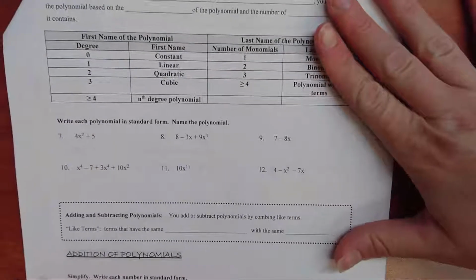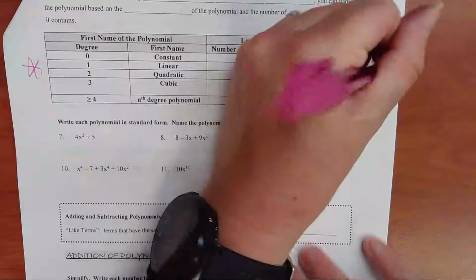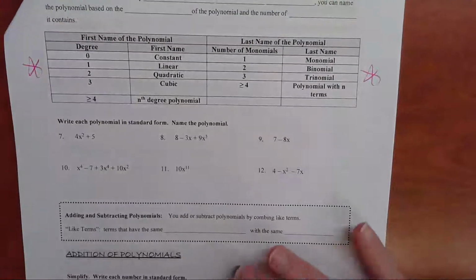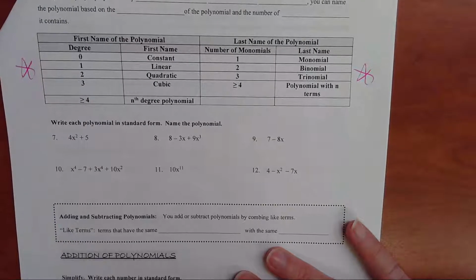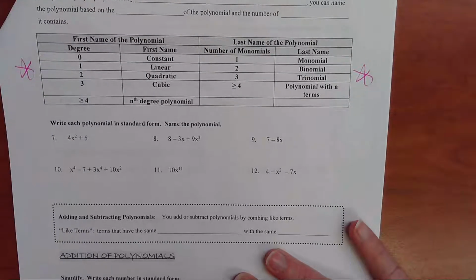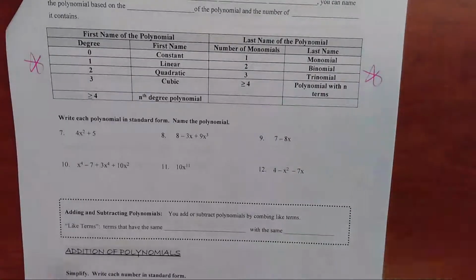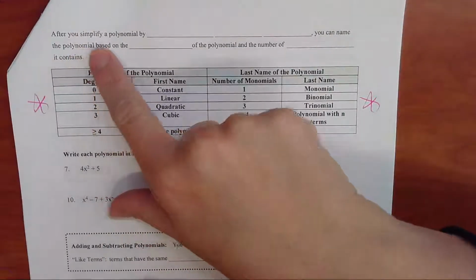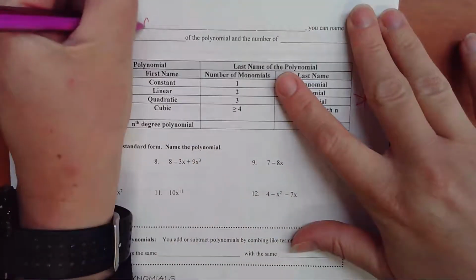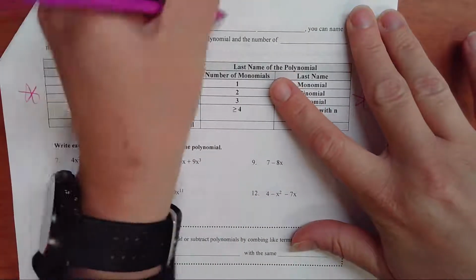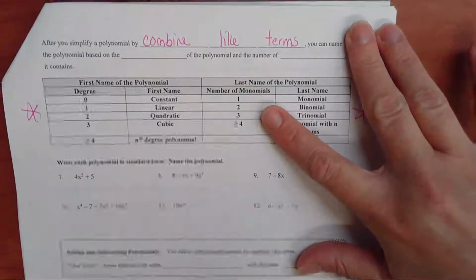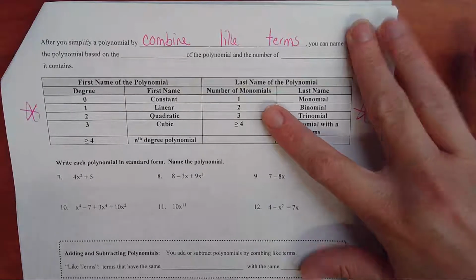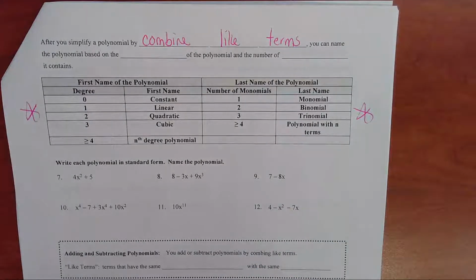Right here, this little chart is going to be your BFF. It's going to definitely be something that you use a lot today. You're going to have to name your polynomials, so that's going to be huge. Once you simplify your polynomials by combining like terms, which we've done before, you will be doing that again today. When you combine like terms, just remember that you leave the exponents alone. You only add and subtract the numbers that are out in front, if there's any of that happening.